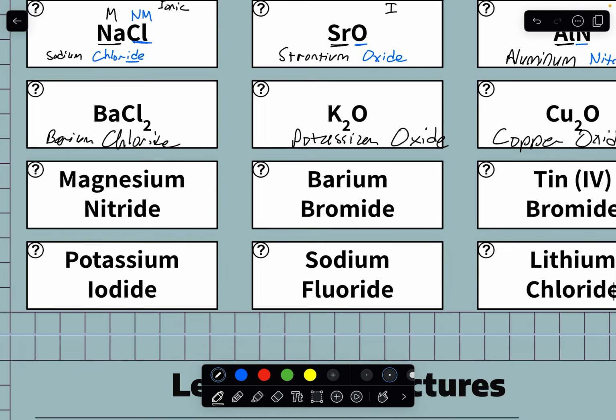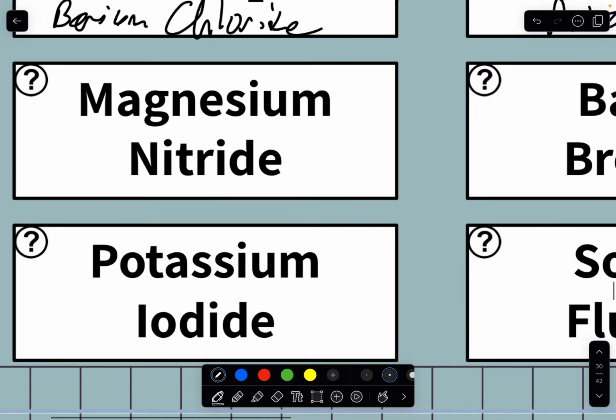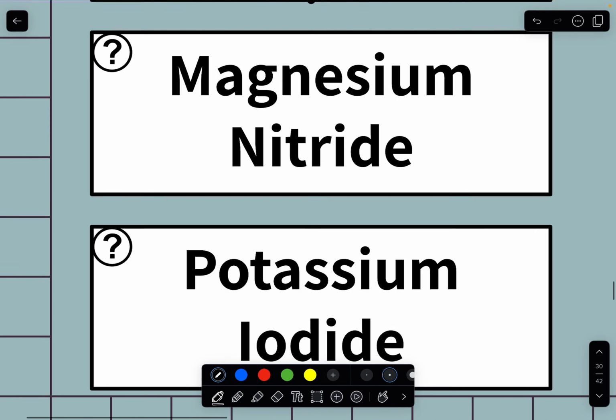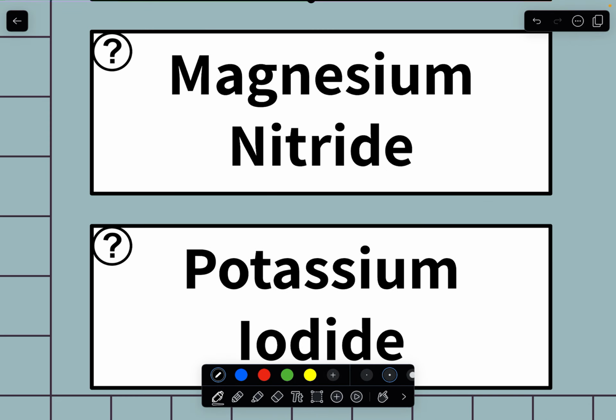Okay. If we're going the other way around, if we have names and we're trying to figure out the formula, you're going to do the same thing. Figure if it's ionic or covalent first, then follow the steps that I gave you in the previous slide. Okay, so first we have magnesium. Magnesium's on the left side. Nitride is nitrogen, that's on the right side. So this is ionic. We have opposite sides of the periodic table.